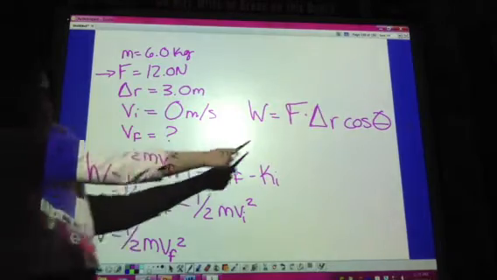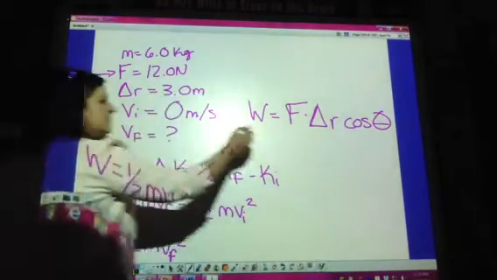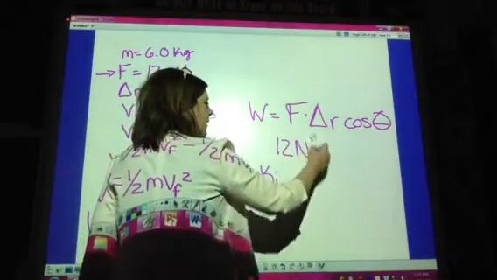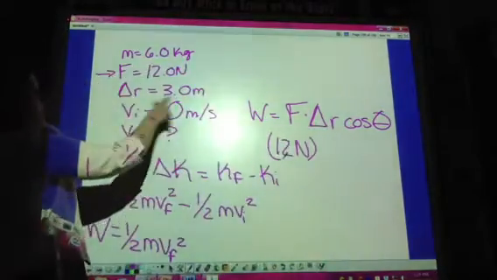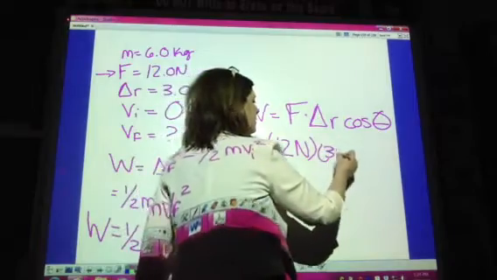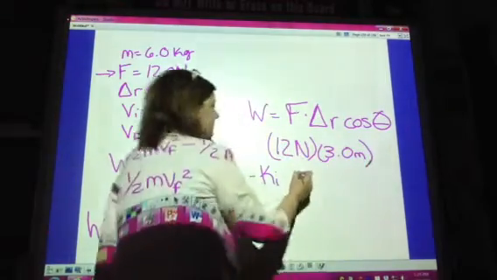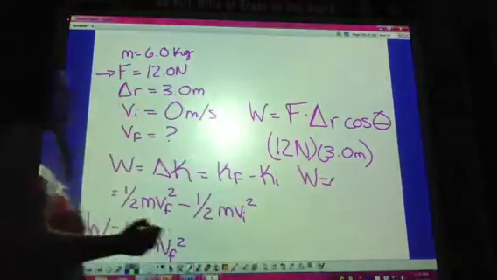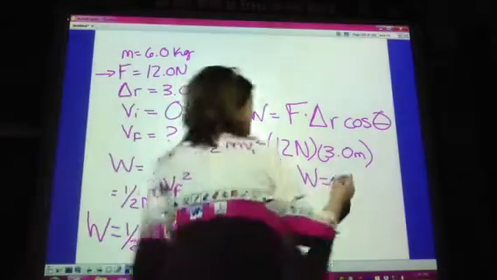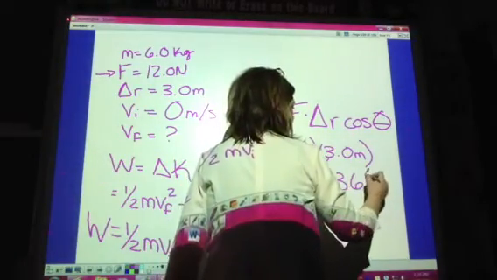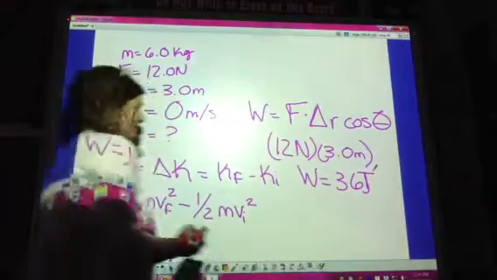I was given a force, that's 12 newtons, and I was given a displacement, which was 3 meters. So the work that was done had to have been 36 joules.